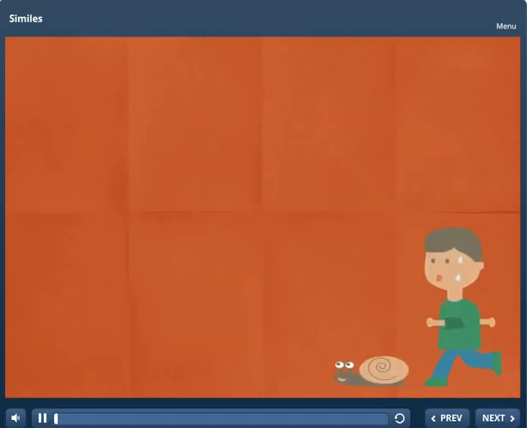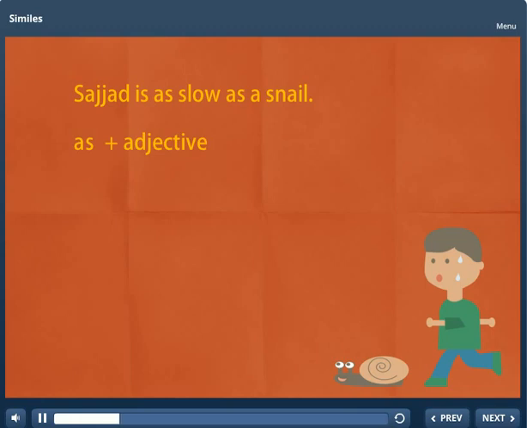Both of the examples above use similes that are made using the word as. You may have noticed that the format of a simile is usually as follows. First, we write the comparing word as. Second, we write an adjective. Third, we write as again. And last, we write a noun that can be described by the adjective that we used.